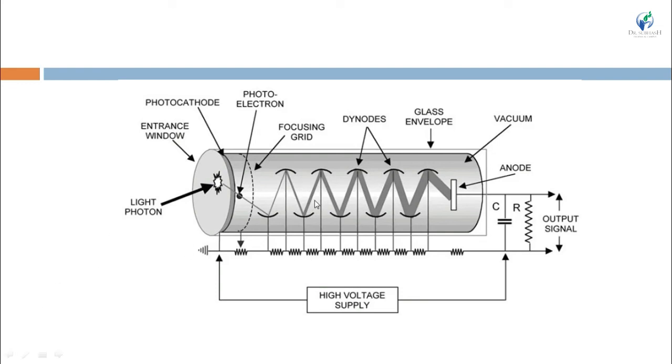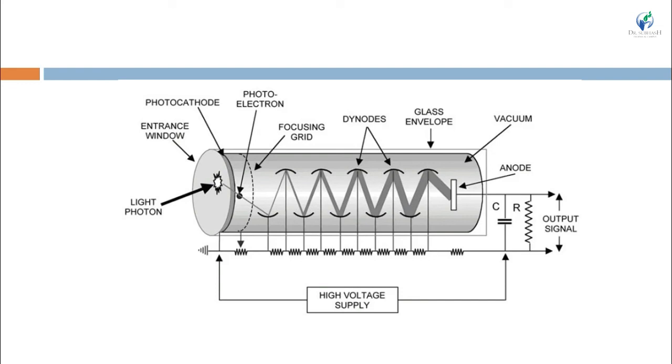You can see in the figure here the thickness of the radiation is increasing successively, right? The thickness is in increasing order, which means multiplication of electrons takes place. That's why this is known as a photomultiplier tube.